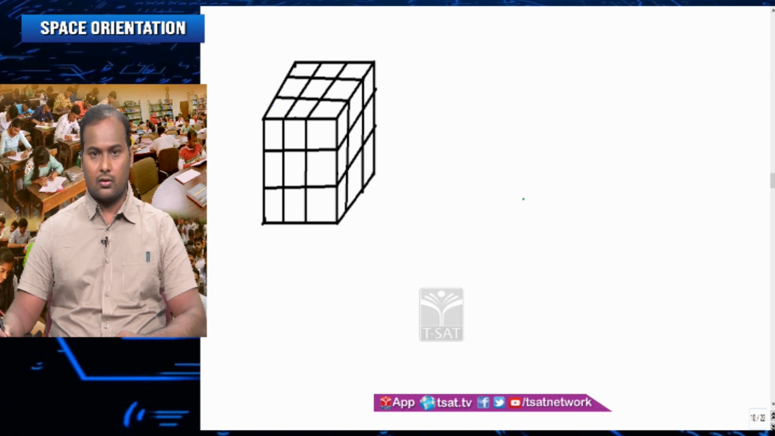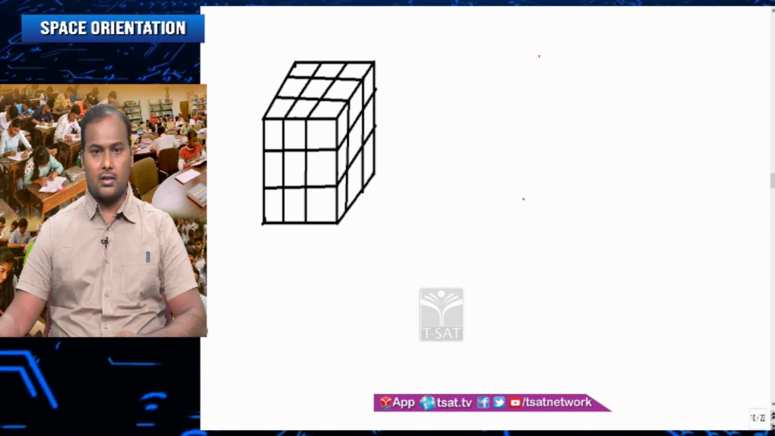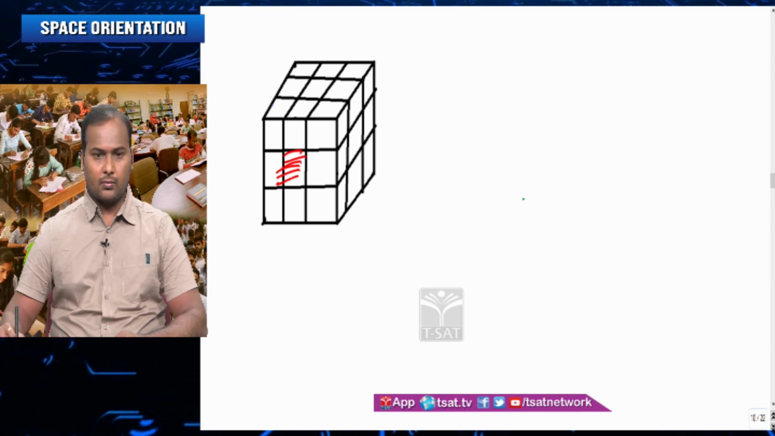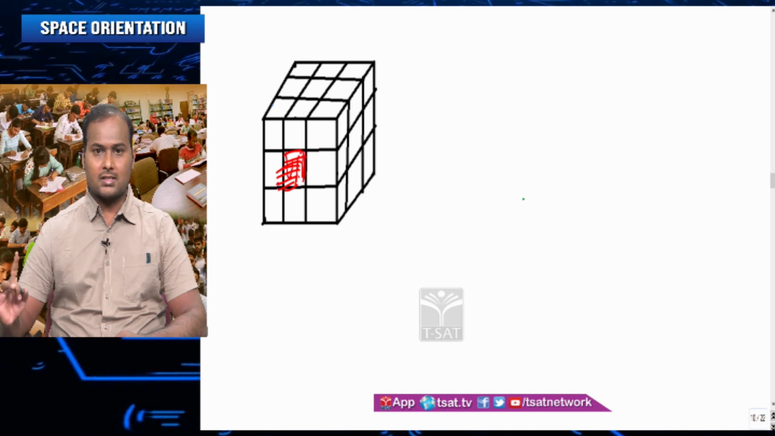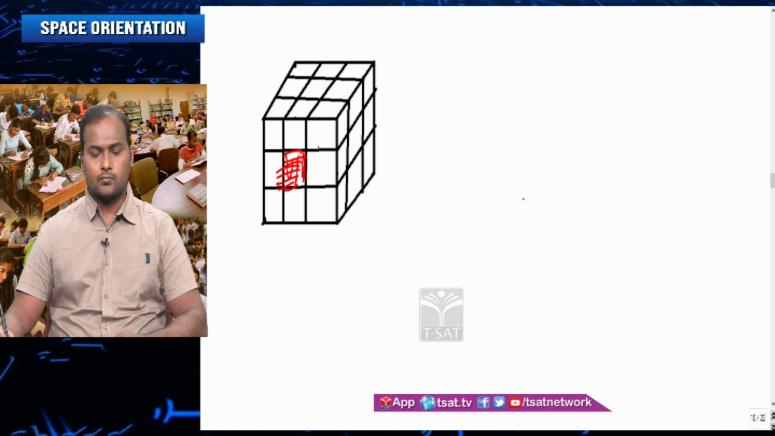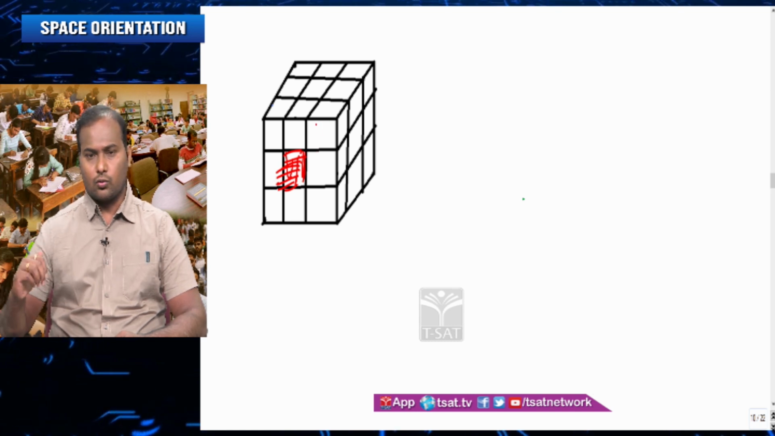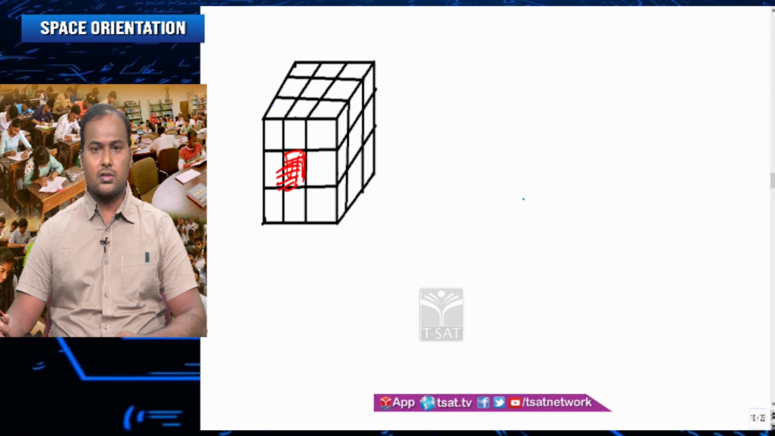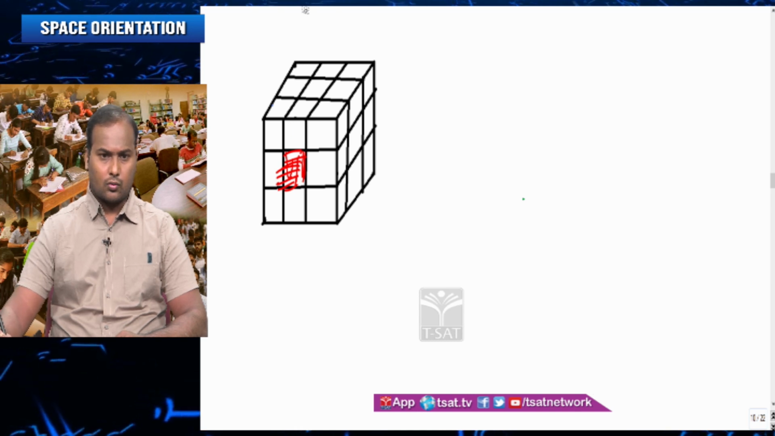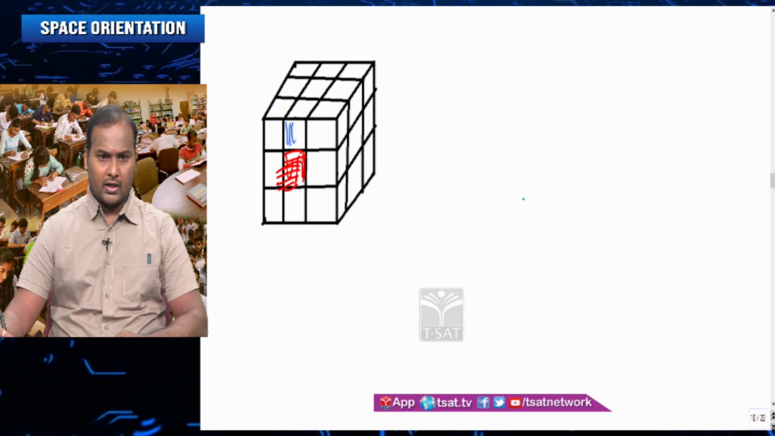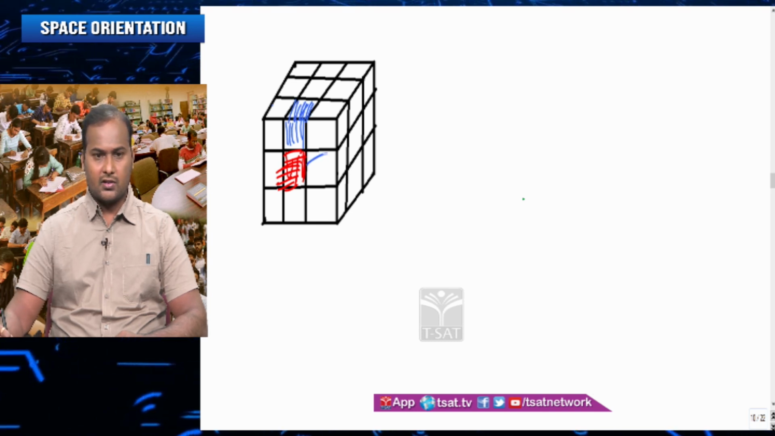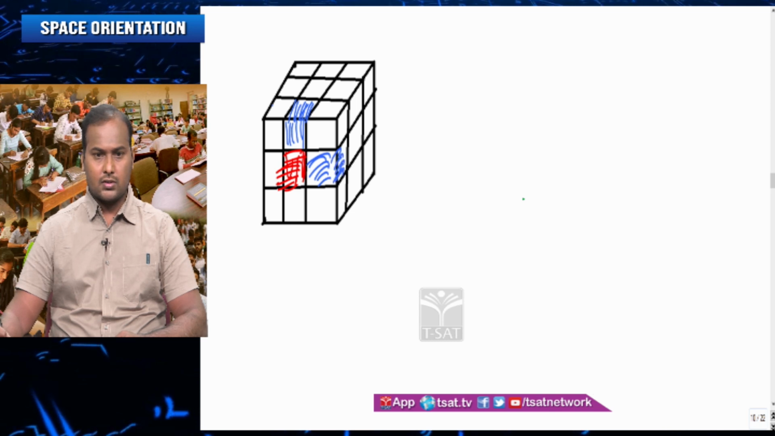Always remember that one side paint is possible only in the center. See here, this is the cube, and that is where we have only one side paint. So remember that one side paint will always be at the center. Now where is the 2 side paint present? The 2 side paint is always present on the edges. For example, see this one, this is on the edge. So this one is a 2 side paint cube. In the same way, this is on the edge, so this is also a 2 side paint cube.